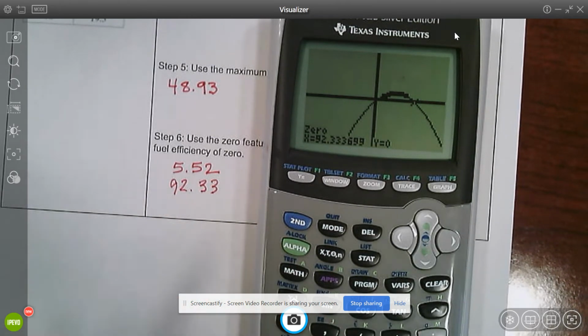Okay, so this video hopefully showed you how to find the vertex values, and it also showed you how to find the x-intercepts.